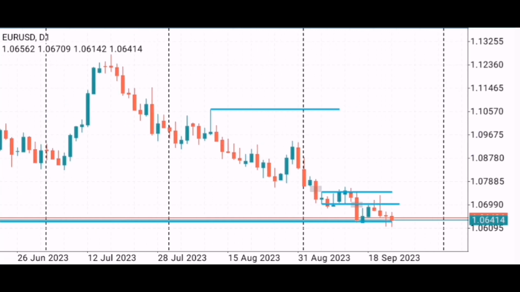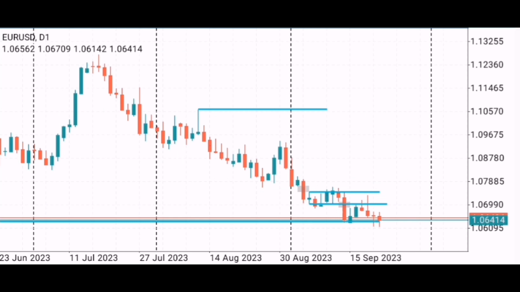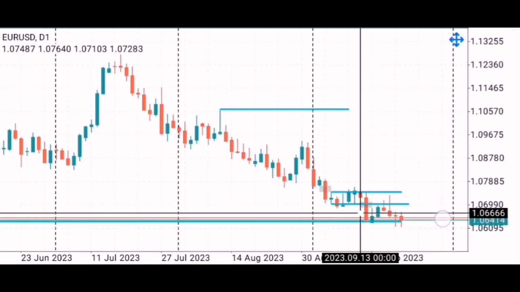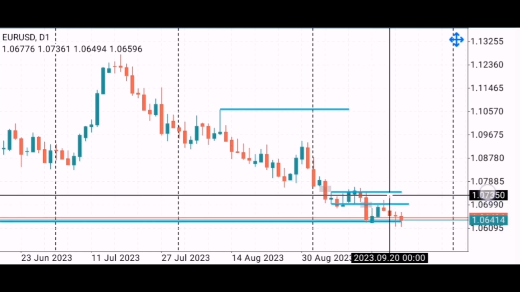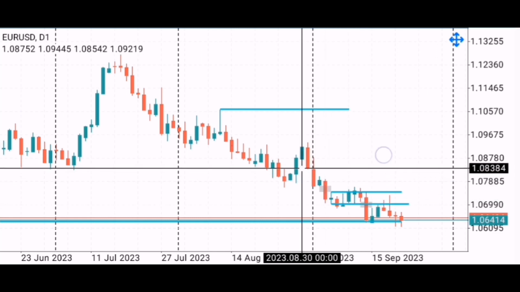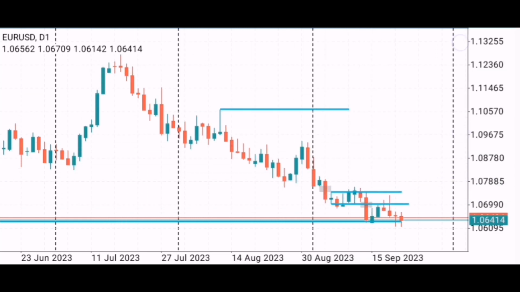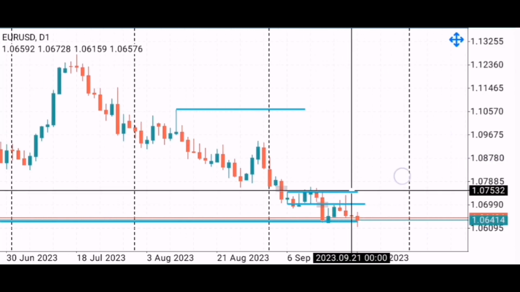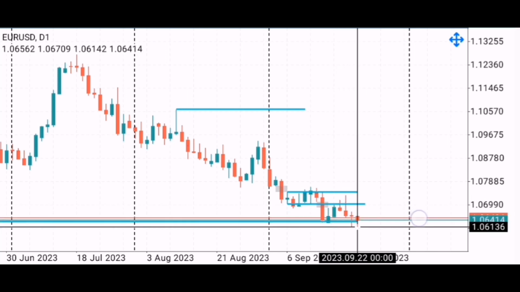Now we have the Euro USD, EU, and what we expected was for price to continue momentum to the downside, which was already prevalent for weeks now, and the week prior to last week was also bearish, and we anticipated this week, the past week, to also be bearish, and we saw that take place.